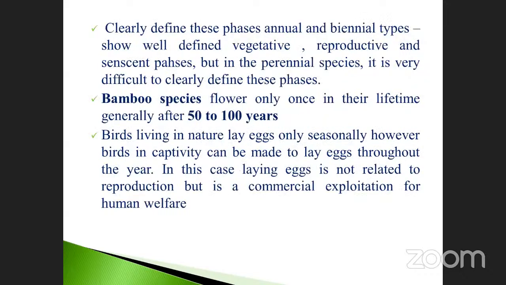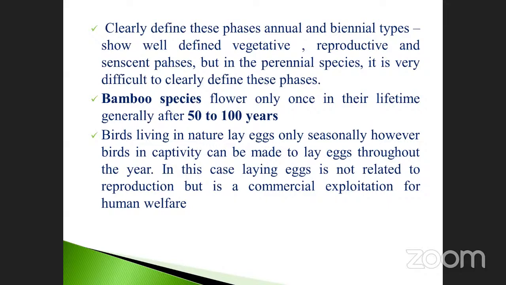Annual and biennial types clearly define these phases: a well-defined vegetative, reproductive, and also senescent phase. But in perennial species, it is very difficult to clearly define these phases. They may ask questions like: we cannot differentiate or define the three phases, which type of species is it? You have to tell them it is a perennial species. Okay, so we already discussed this.